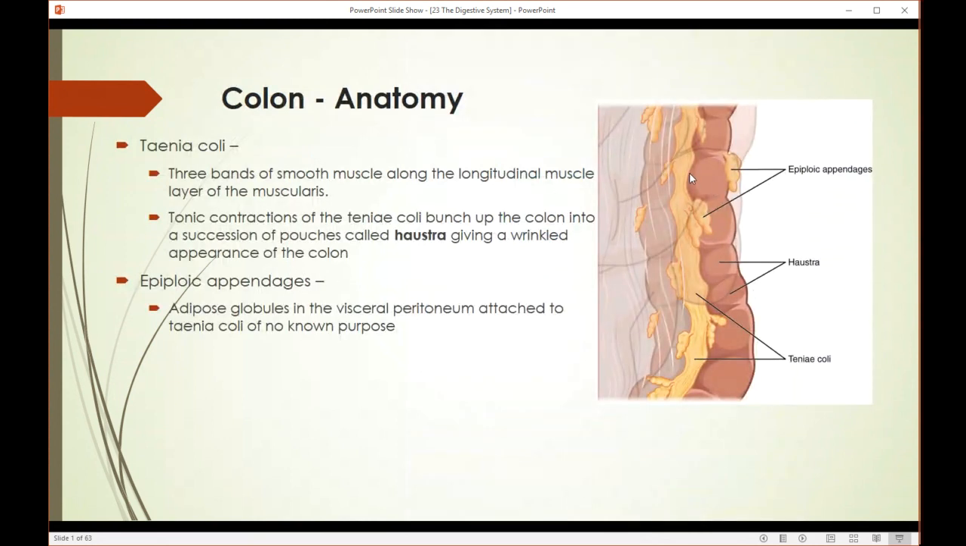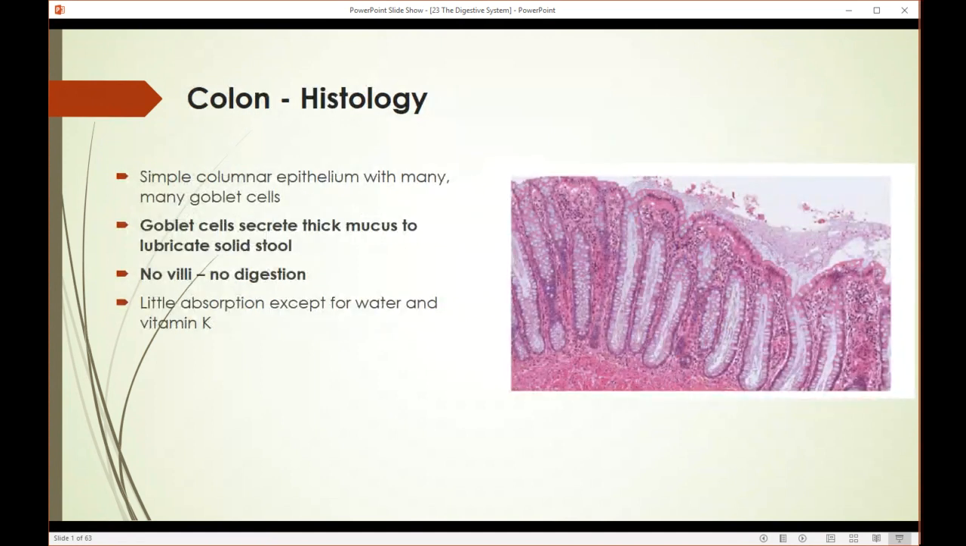On our colon, we have what are called teniae coli. There they are. And these are three bands of smooth muscle along our longitudinal muscle layer of the muscularis. And that gives some tonic contractions of those teniae coli. It's going to bunch up the colon into these pouches, which we call haustra. And that gives us the wrinkled appearance of the colon. We also have epiploic appendages. Okay. Those are adipose globules in the visceral peritoneum, and those are attached to the teniae coli, but we have no idea why.